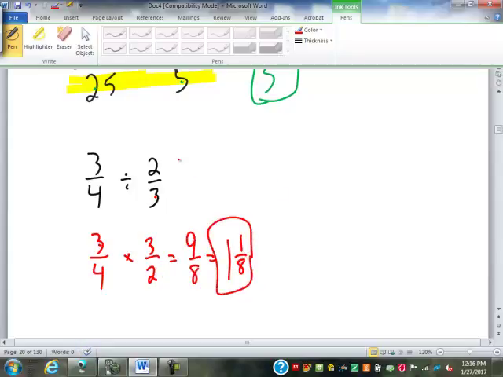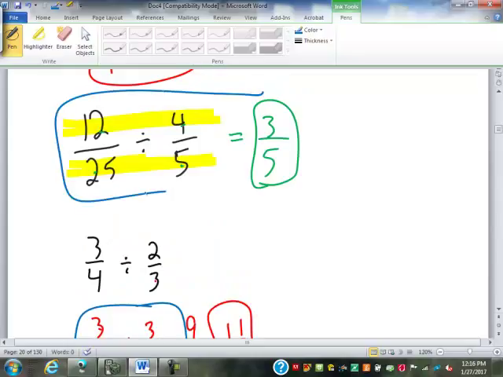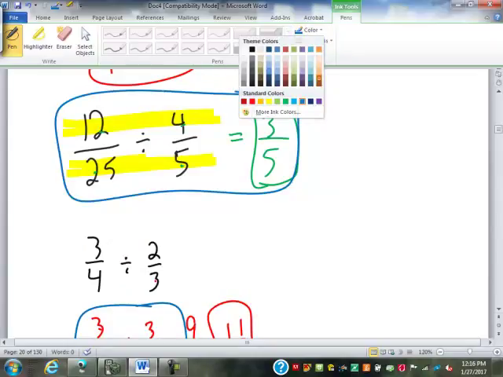Well, believe it or not, this process of multiplying by a reciprocal comes from what I did up here. Let me just take a minute to show you how.